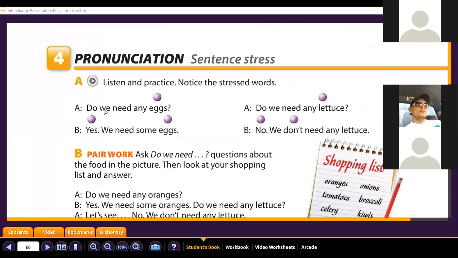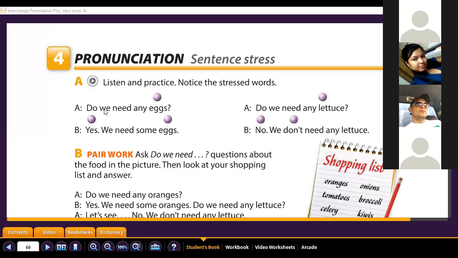For example, in this sentence, you would say, do we need any eggs? Let's repeat. Do we need any eggs? You notice the stress on the word eggs, right? One more time. Do we need any eggs? Yes, we need some eggs. Do we need any eggs? Yes, we need some eggs. Do we need any lettuce? No, we don't need any lettuce.